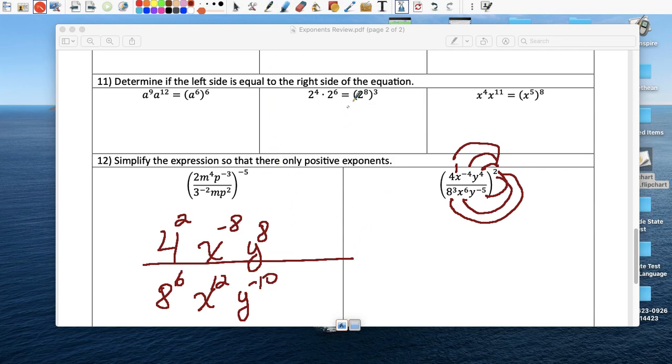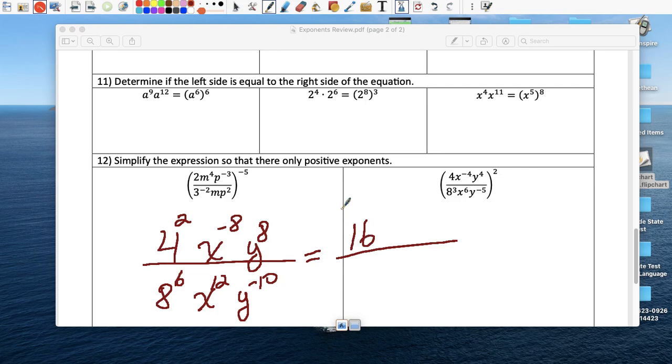We can go ahead and do a little bit more, right? You're not going to find any of your multiple choice answers like that if it's a multiple choice question. 4 to the second power is 16. 8 to the 6th, I'll do that on the calculator, and you get a big number, 262,144.